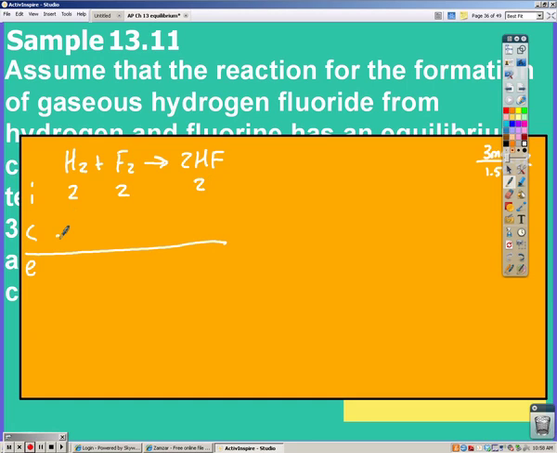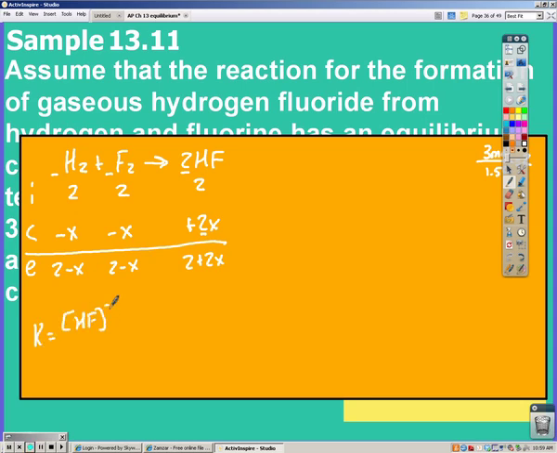So my molarities are 2. My change is negative x, and plus 2x. I have 2x because I have a coefficient of 2. The others are just 1x because they have coefficients of 1. Bring that down, so 2 minus x, and 2 plus 2x.